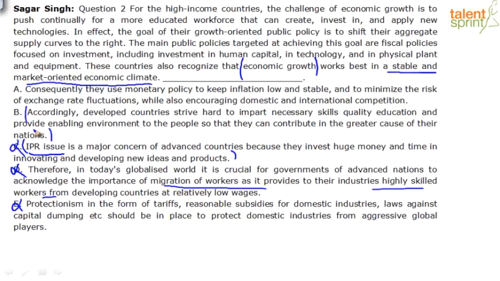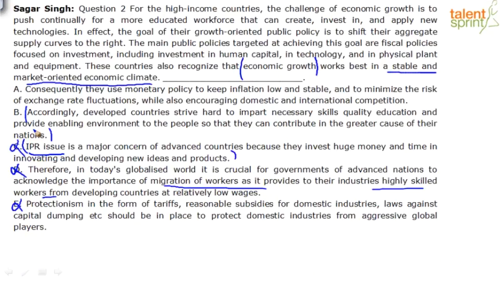B, right? B is very generic. Let's look at A and see whether it's going to be A or B. A says, consequently, they use monetary policy to keep inflation low and stable and to minimize the risk of exchange rate fluctuations while also encouraging domestic and international competition.